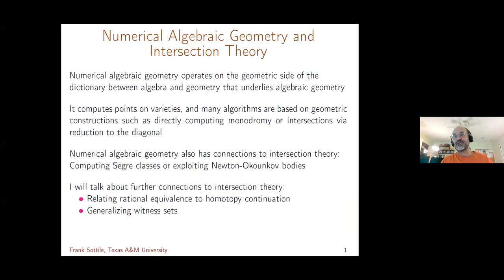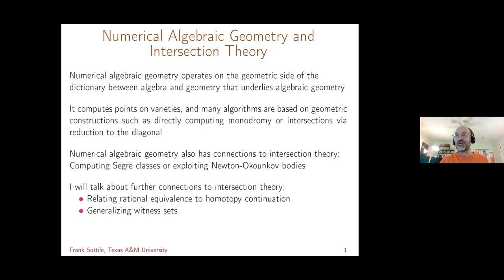Many of its algorithms are based upon geometric constructions, such as directly computing monodromy when you have a branch cover, or computing intersections of two varieties by reduction to the diagonal. It has a very vivid geometric feel to it. It also has connections to intersection theory. For some time, people have used it to compute Segre classes of varieties, or work exploiting Newton-Okounkov bodies, and these are core topics in intersection theory these days.